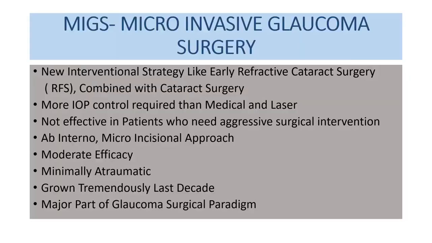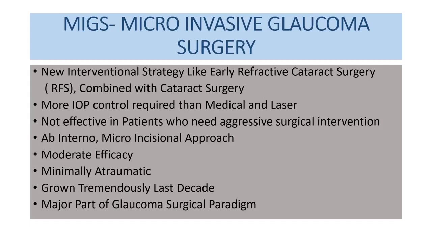It is indicated when more IOP control is required than medical therapy and laser give, when they are really not working. It is not effective in patients who need aggressive intervention. Suppose the patient has advanced glaucoma with 0.8 or 0.7 cupping; you need to go for trabeculectomy or more advanced surgery. Aggressive surgical intervention means trabeculectomy or valve implants. This is what we need.